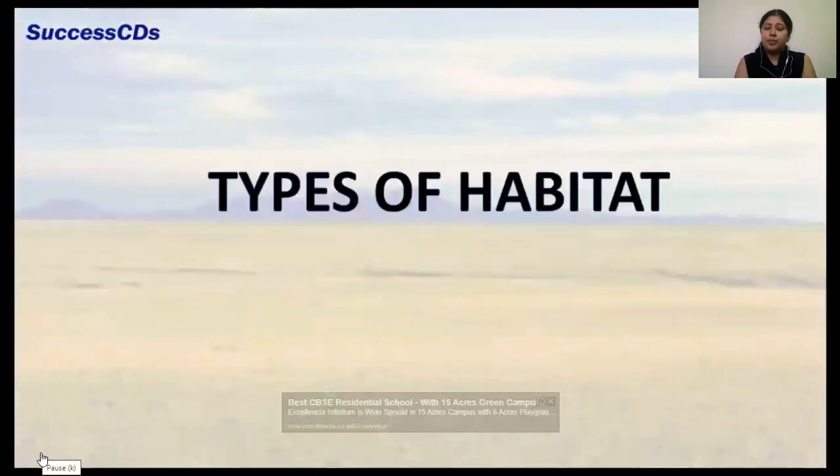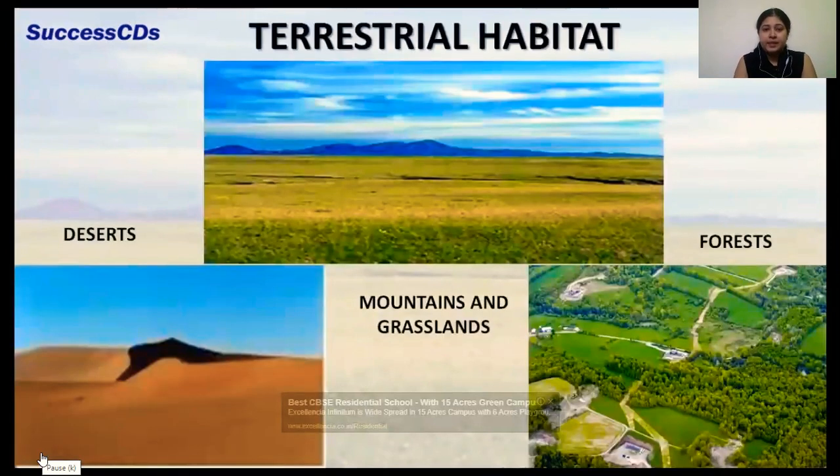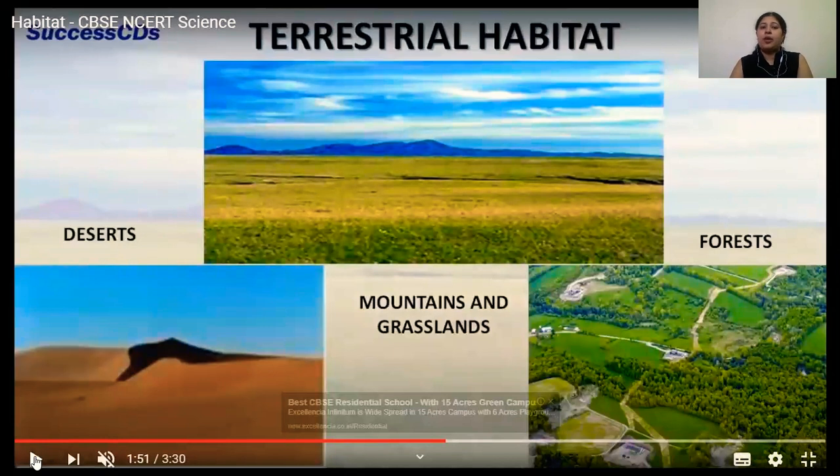Now, depending upon the places where they live, the habitats can be categorized into different types. Let us see what they are. The first type of habitat is the terrestrial habitat, or the habitat which consists of the land part. What do we have? The different types of habitats on land. We have deserts, we have mountains and grasslands, and we have forests.